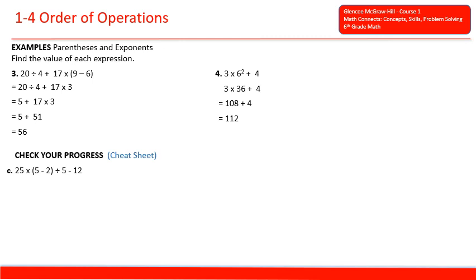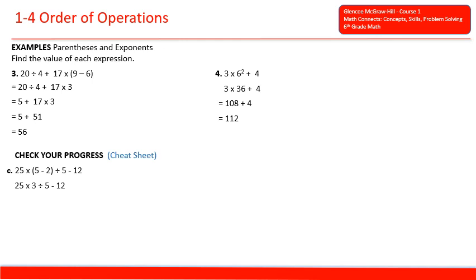Check your progress. 25 times parentheses 5 minus 2 parentheses divided by 5 minus 12. So in PEMDAS, P stands for parentheses, so we need to subtract 2 from 5 first. So we're going to get 25 times 3 divided by 5 minus 12. Nothing else changed except the 5 minus 2 became 3.